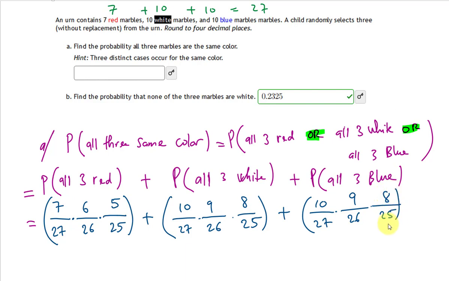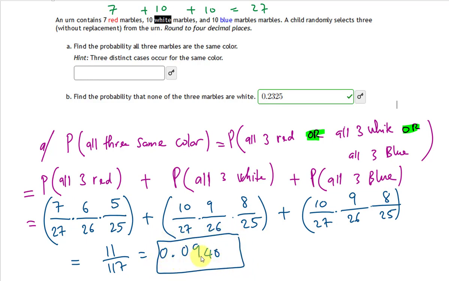Okay, and if you add all of them together and convert it to decimal, you should get 0.0940. You move it 2 places to the right, that is about 9.4%. Small.